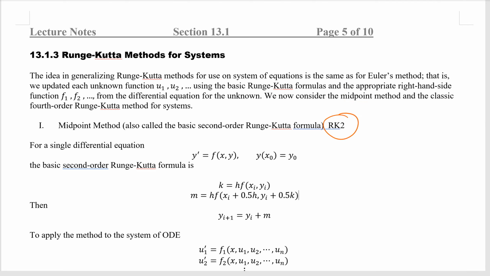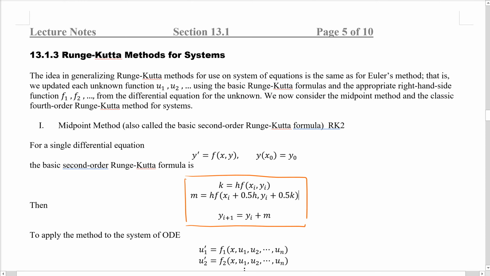So it's RK2. Okay, so for a single differential equation y prime equals f of x, y, with y of x0 equals y0, the basic second-order Runge-Kutta formula is: k equals h times f of x_i, y_i, and then m is h times f of x_i plus 0.5h, y_i plus 0.5k. And then y_{i+1} is y_i plus m. So far, so good, everybody? And to apply this method to systems of ODE.